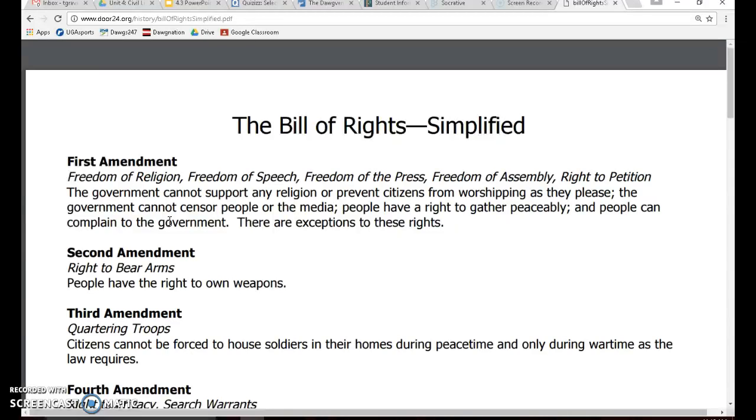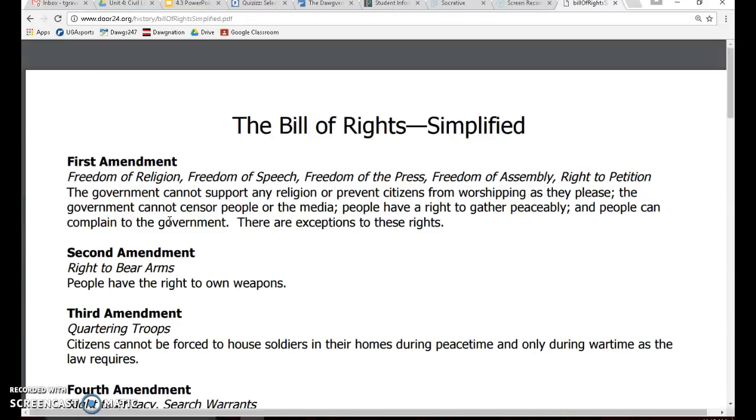A couple of things I do want to point out about the First Amendment. Remember, there are limits to all of these. There's limits to freedom of speech. There's limits to freedom of religion. There's limits to freedom of the press and assembly and petition. But you do have those rights. Usually where it gets limited is where the rights of one individual damage or overtake the rights of the group of American citizens as a whole.